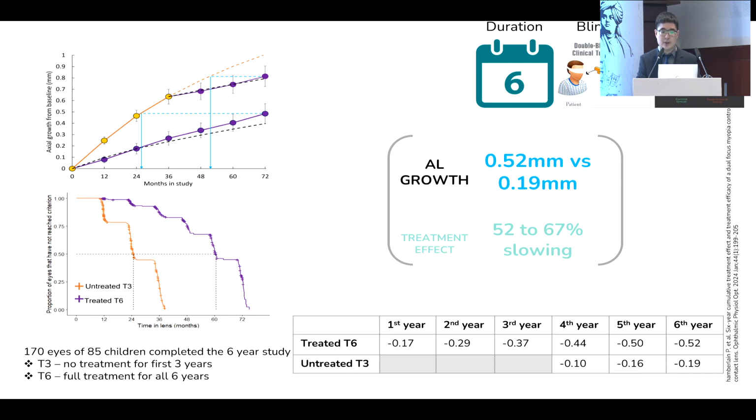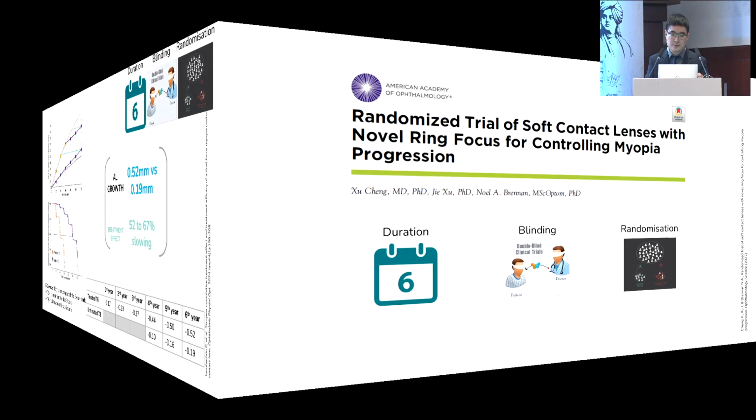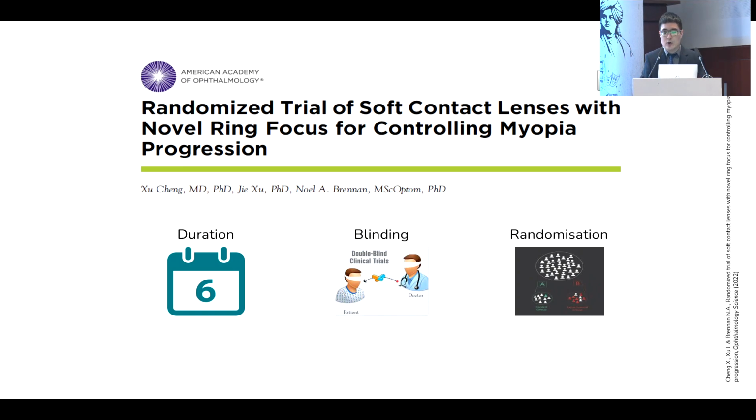Overall, the slowing of the axial length growth was 0.52 millimeters for the group that had a total of 6 years of treatment, as compared to the other group, where they only had 0.19 millimeters of saving as compared to the extrapolated norm, right? So overall, depending on what denominator you use, there's about 50 to 70% degree of slowing. And then this is the study for the Ability One Day. This is only for 6 months because it's a relatively new lens, and they are coming out with the 1-year data soon.